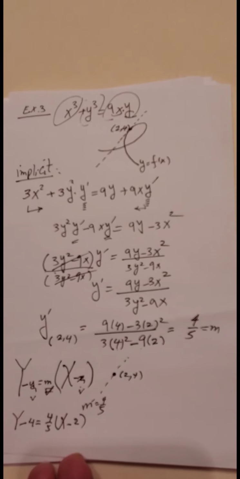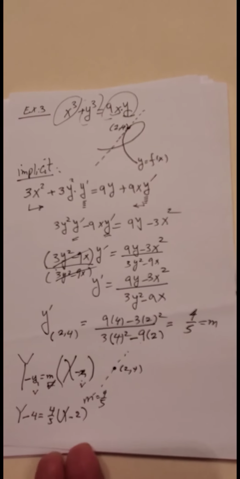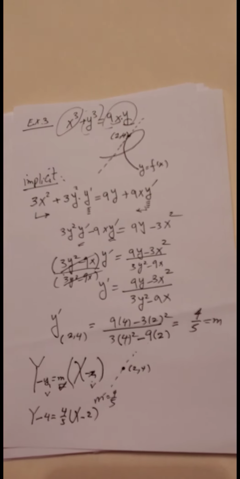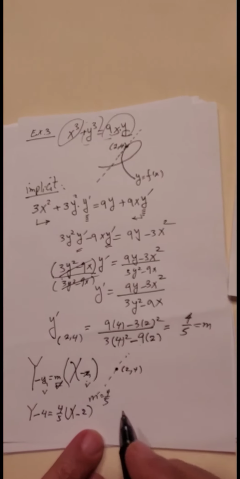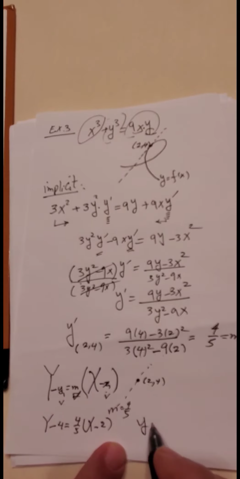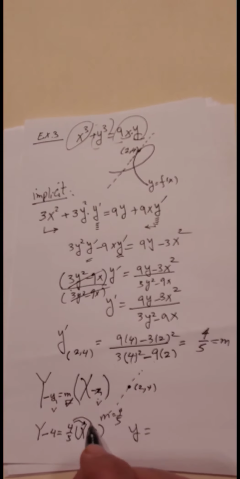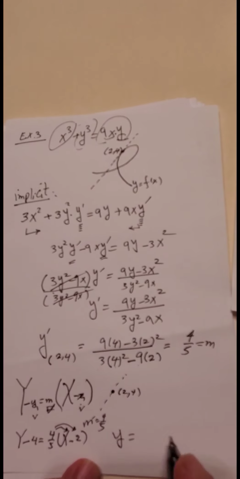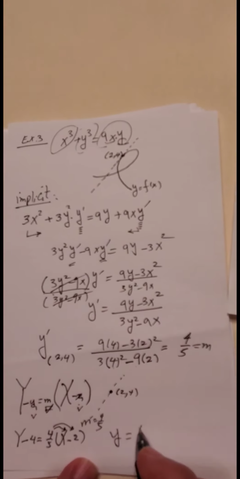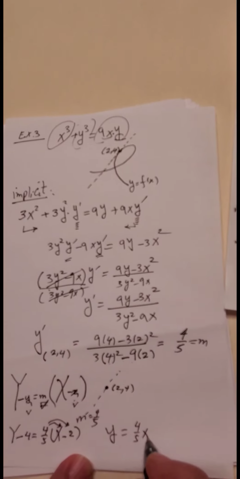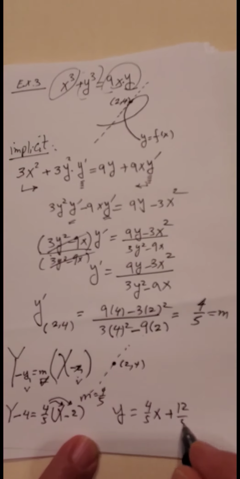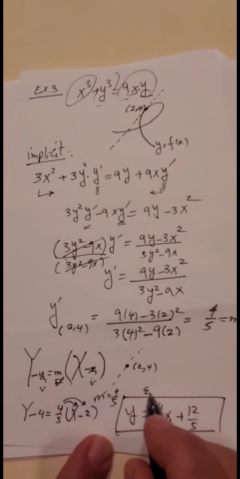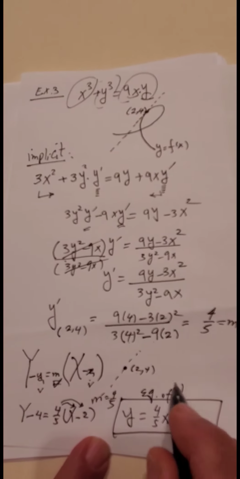Therefore, this final answer comes from here. Sometimes they just leave it like this, or sometimes they just solve it for y. You could write it any way you want to. So we can write the final answer, after you multiply the distribution and then take -4 to the right, which is +4, and put all these together, you should be able to get 4/5 x plus 12/5. That's it. This is called the equation of tangent line.